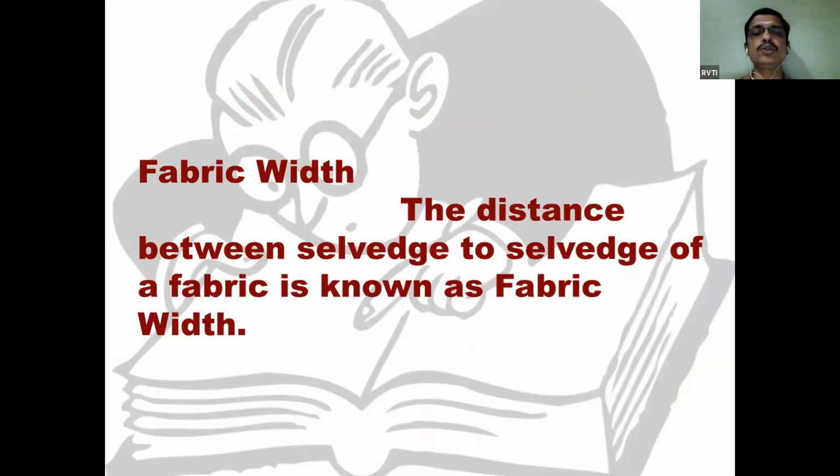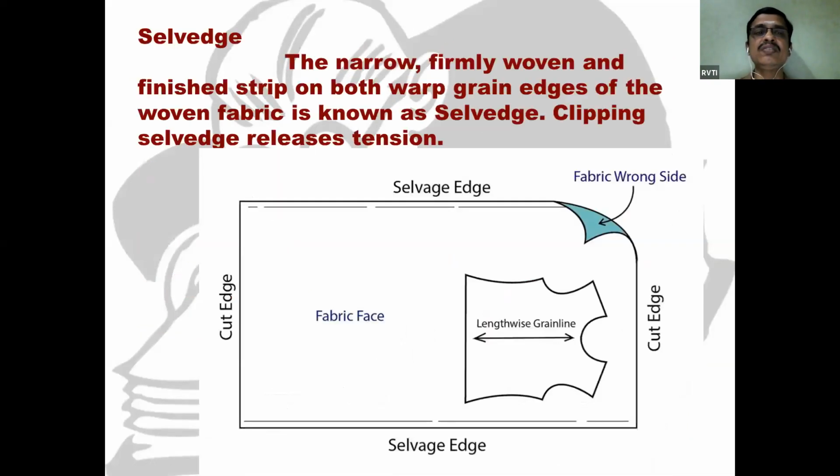At the same time, we should know what we mean by fabric width. The term fabric width means the distance between selvage to selvage of the fabric. You know very well. Before discussing the length, we have to know what fabric width is and what selvage is. The narrow, firmly woven and finished strip on both warp grain edges of the woven fabric is known as selvage.